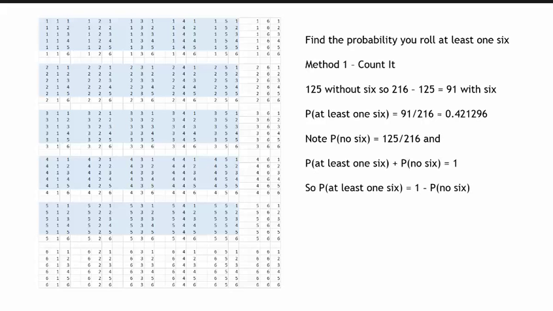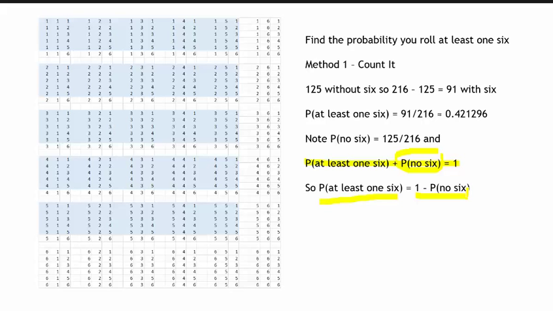It turns out that if you add those together, with a 6 and without a 6, you get the entire sample space. So if you add the probability of at least one 6 and the probability of no 6, you get 1, because probabilities have to sum to 1. And you can use a tiny bit of algebra and move the probability of no 6 to the other side, and you would see that the probability of at least one 6 is equal to 1 minus the probability of no 6.